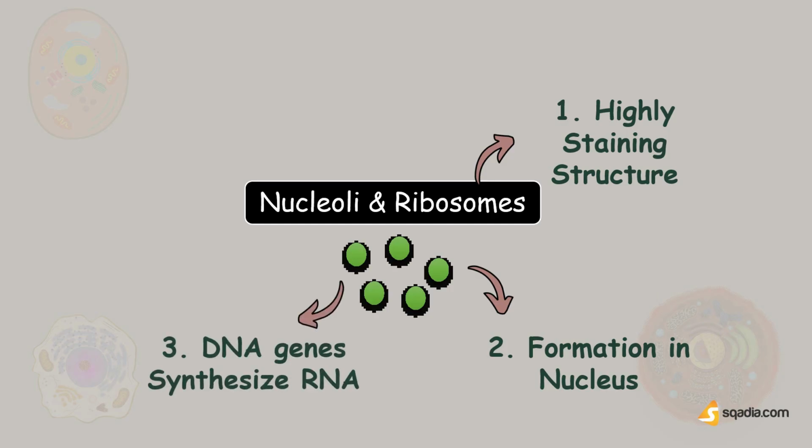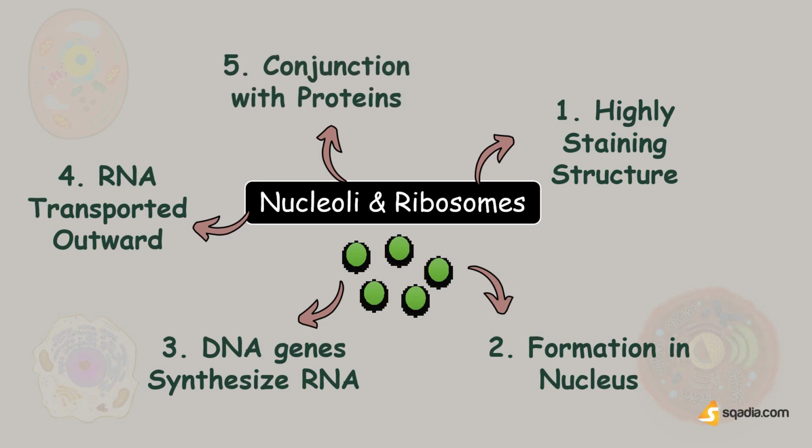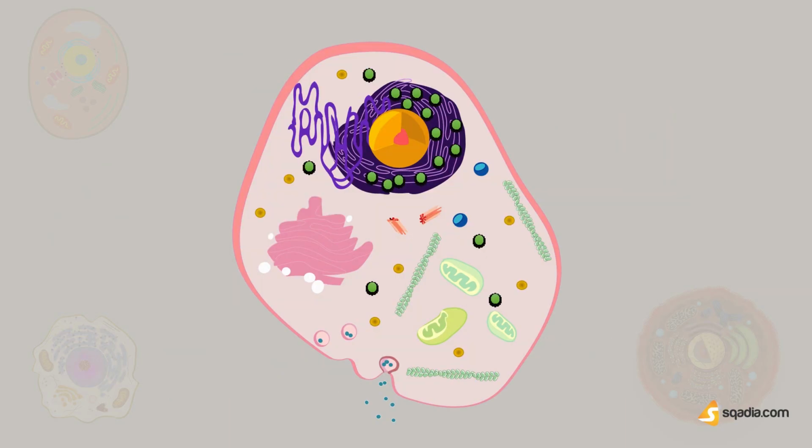First, specific DNA genes in the chromosomes cause RNA to be synthesized. Some of this synthesized RNA is stored in the nucleoli, but most of it is transported outward through the nuclear pores into the cytoplasm. Here it is used in conjunction with specific proteins to assemble mature ribosomes that play an essential role in forming cytoplasmic proteins.